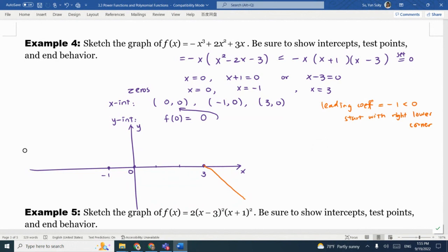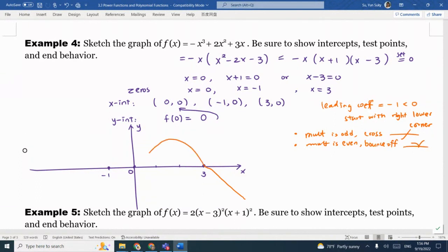Then you look at the 3. 3 corresponds to this factor. Do you see the multiplicity? Remember, the multiplicity is like the power of that corresponding factor, and the power is 1. 1 is odd. So if the multiplicity is odd, we cross the x-axis. If the multiplicity is even, we bounce off.